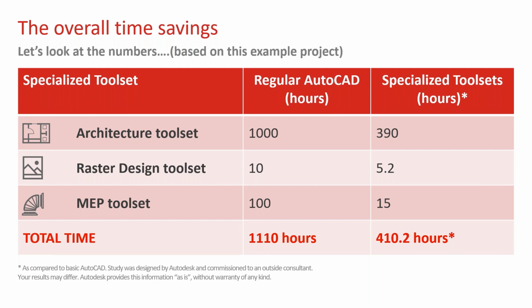Raster Design Toolset, 10 hours to do the work, but if I'm using the Raster Design Toolset, 5.2 hours to do the work. MEP Toolset, 100 hours to do the work in regular AutoCAD. If I did that, utilizing that project structure, utilizing all of the MV parts, takes that 100 hours down to 15 hours. So overall, if you did this particular project and worked through what I've just shown you, roughly speaking, obviously I've generalized a lot, the project would take in the region of 1,110 hours. If you use the tool sets though, it's going to take it down to 410.2 hours.